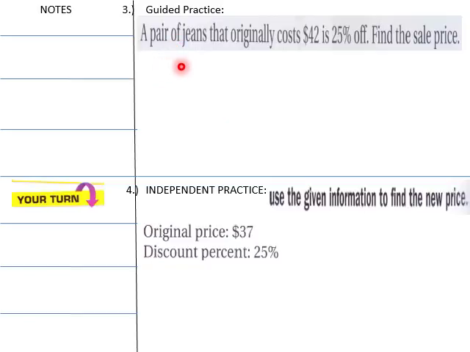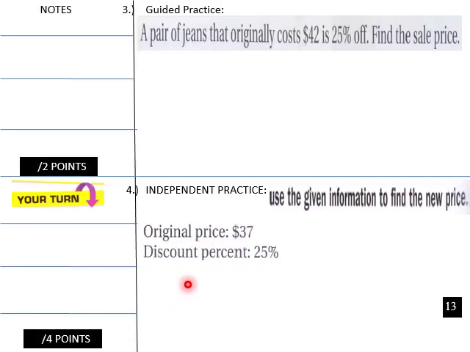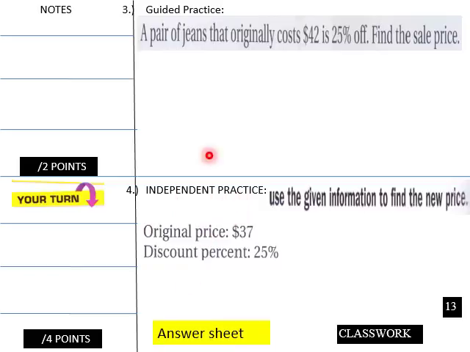Into our guided practice now: $42 is 25% off, so find the sale price here. And original 37, discount 25%. So what would be the discount price down here, students, for your independent practice?